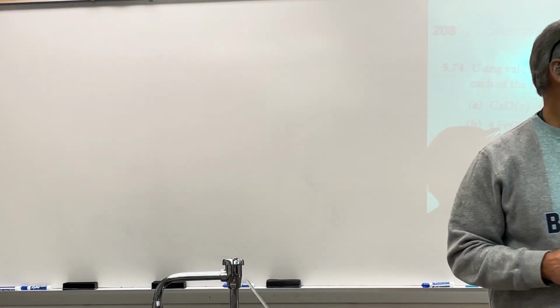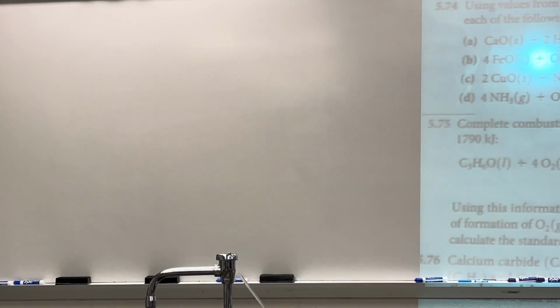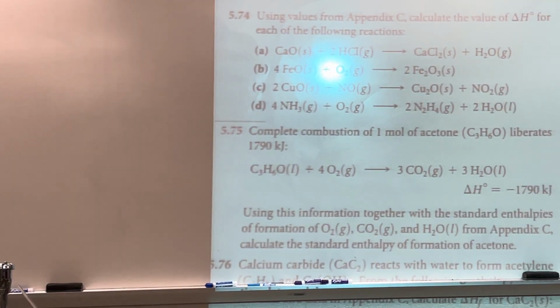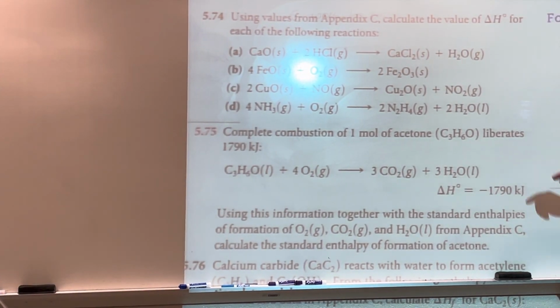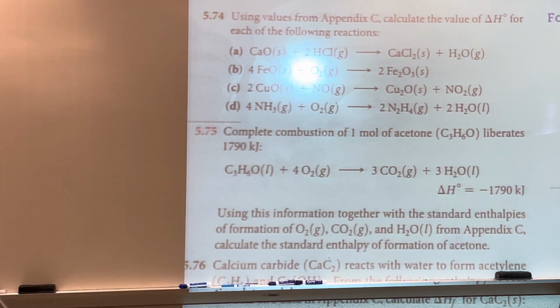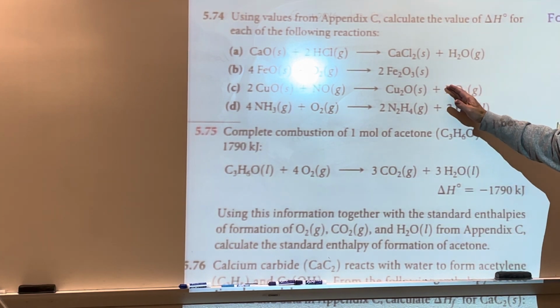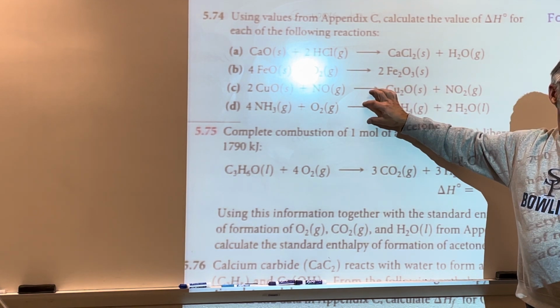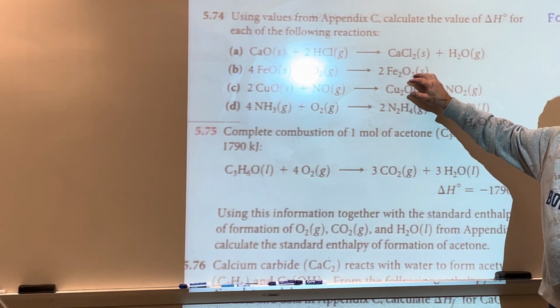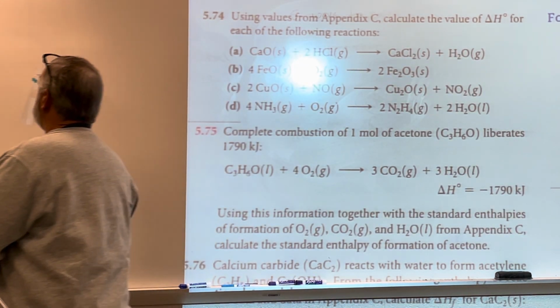Okay? So if we look at number 74, you're going to have to go to Appendix C in order to get the values for the delta H of formation for each of these. That's page 1100 in your textbook. But on the AP test, that's just going to be given to you, somehow within the problem, the values for delta H f.